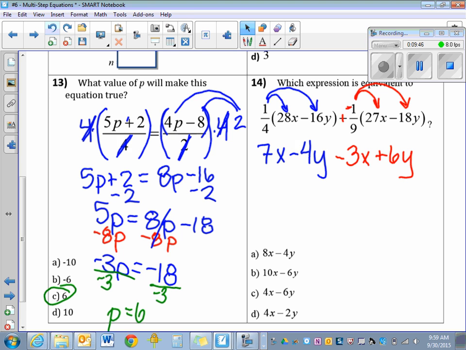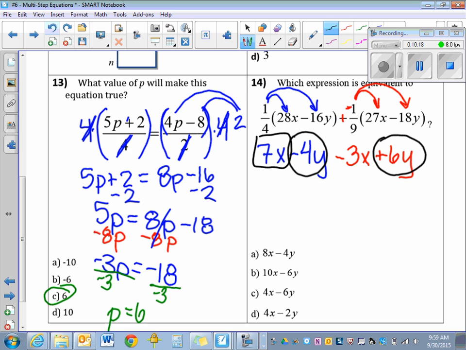Questions so far? Now notice we're just simplifying here. There's no equal sign, right? We're not solving. We're just combining like terms. So Trey, what two terms can I combine together? Very good. Our negative 4y and our positive 6y. So then, Tayshawn, what other ones can I combine together? Yeah, our 7x and our negative 3x. All right, so we get 7x and negative 3x. It's 4x, negative 4y, positive 6y is plus 2.